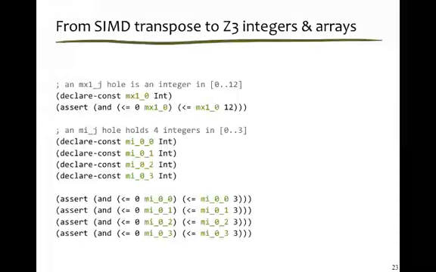Now we're going to encode one of these Mij variables. But here I appear to be doing something really weird, right? I have one Mij variable, and I've introduced 4 constants. Why?